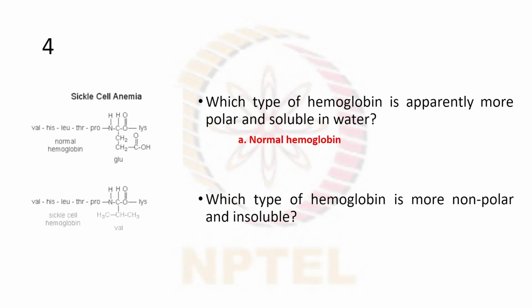So now we are taking the second one. Which type of hemoglobin, of the given normal and sickle cell, is more nonpolar and insoluble?